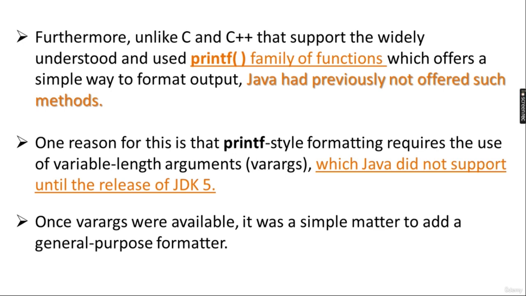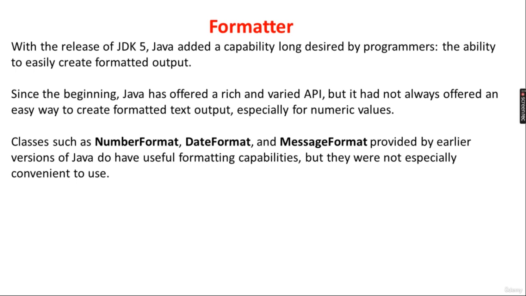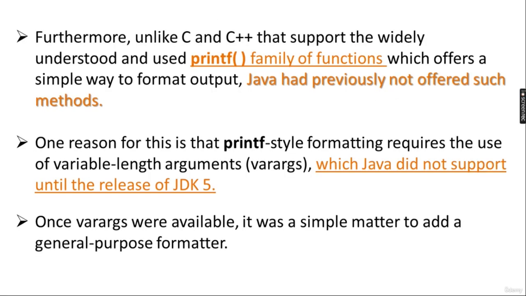So what are they telling us about? In short, from Java 1.0 to Java 5, Java offered a rich and varied API, but not formatted text output for numeric values. NumberFormat, DateFormat, and MessageFormat still provided useful formatting capabilities, but they were not convenient. And also, like C++, they were offering the printf function to give the formatted output, but Java had previously not offered such a method.